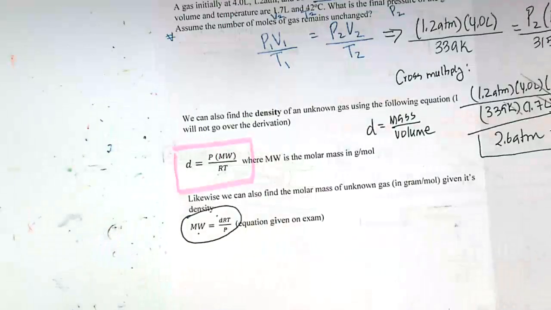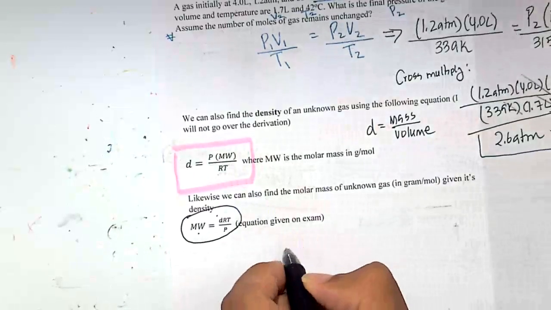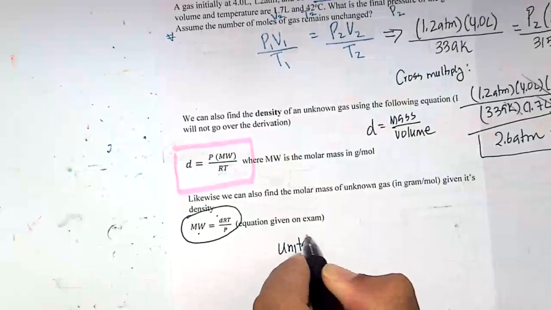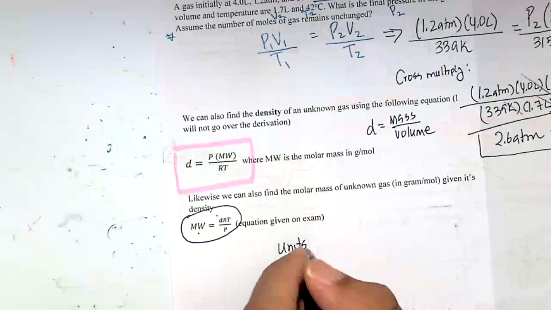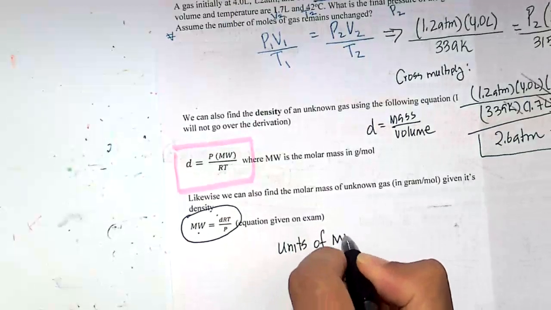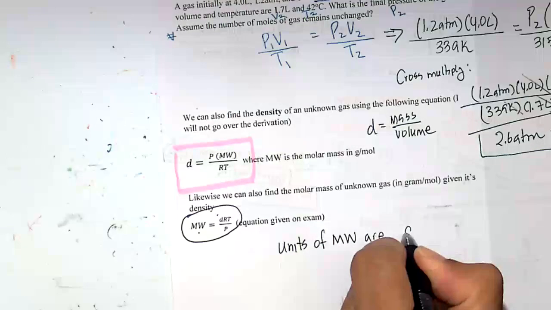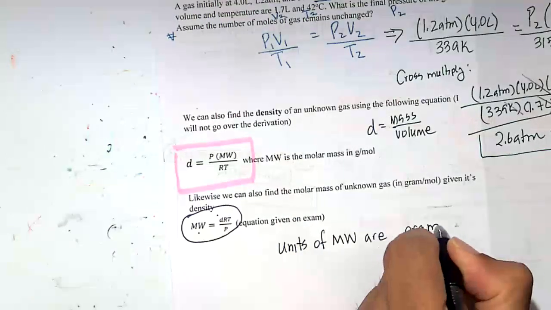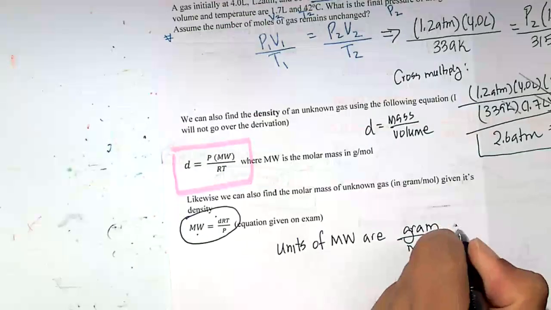Okay, so some equations that are derived from the gas laws. Units of molecular weight are going to be grams over moles. Grams per mole.